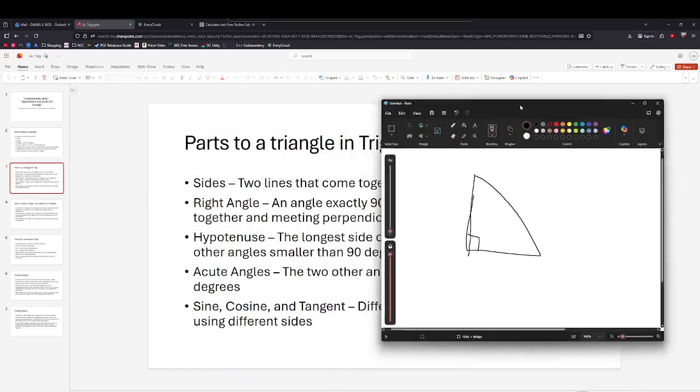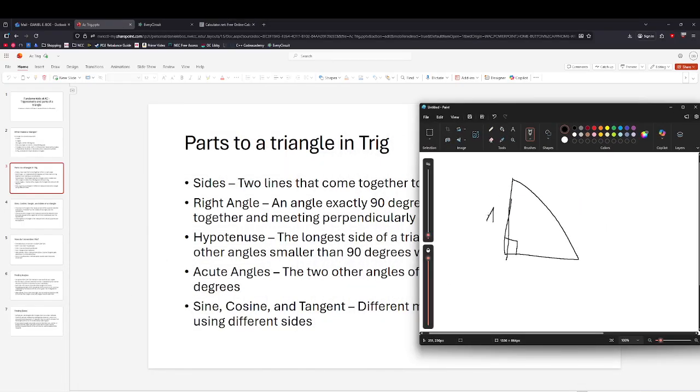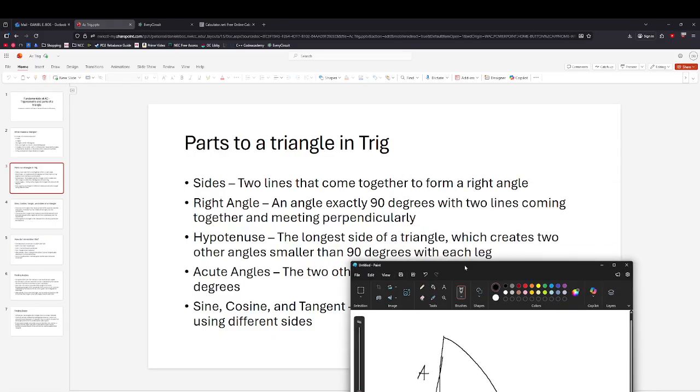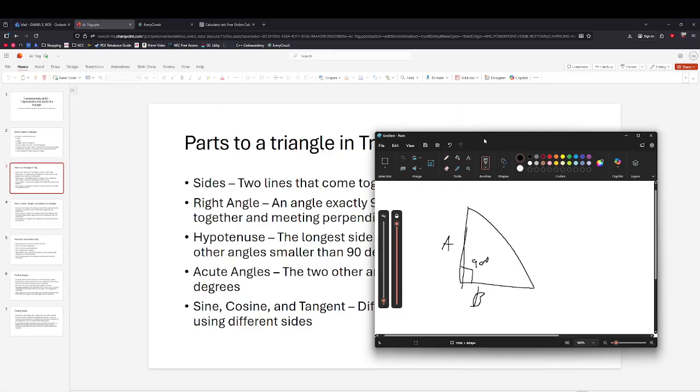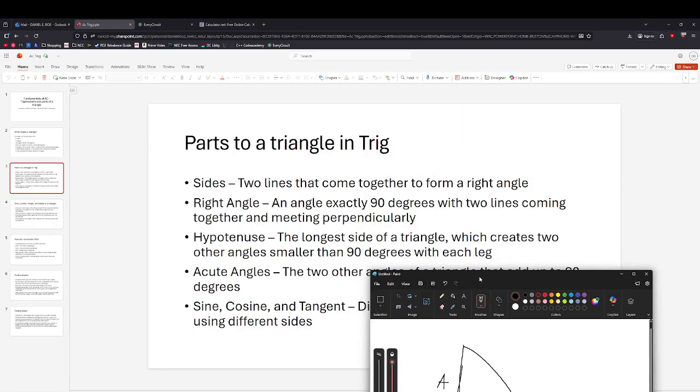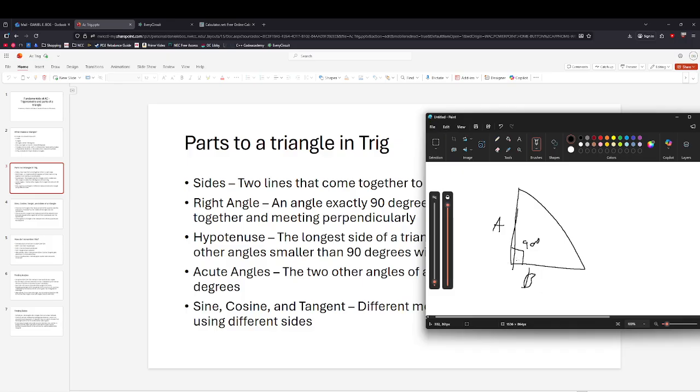So your sides. You have side A and side B. It doesn't matter what you label them, just as long as you label them so you keep them straight. These are two lines that come together to form a right angle, which this here is your right angle. It's going to be represented by a box. It's an angle of exactly 90 degrees, with two lines meeting perpendicularly, which is what this is.